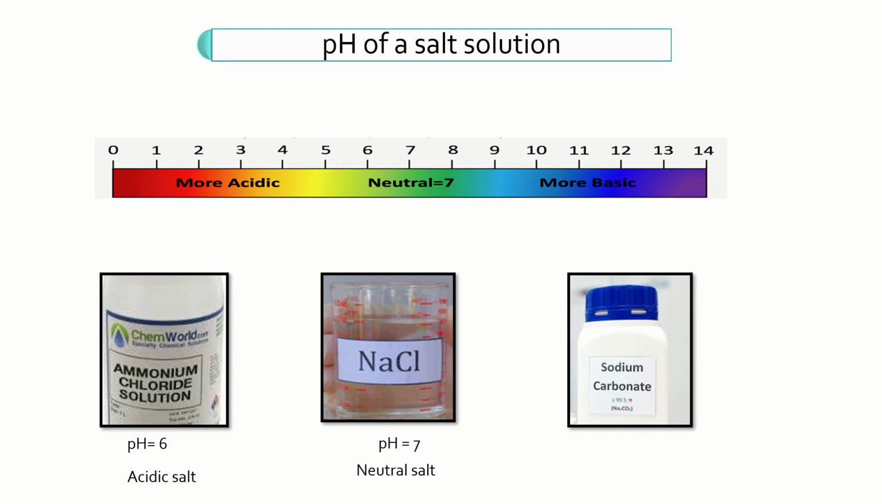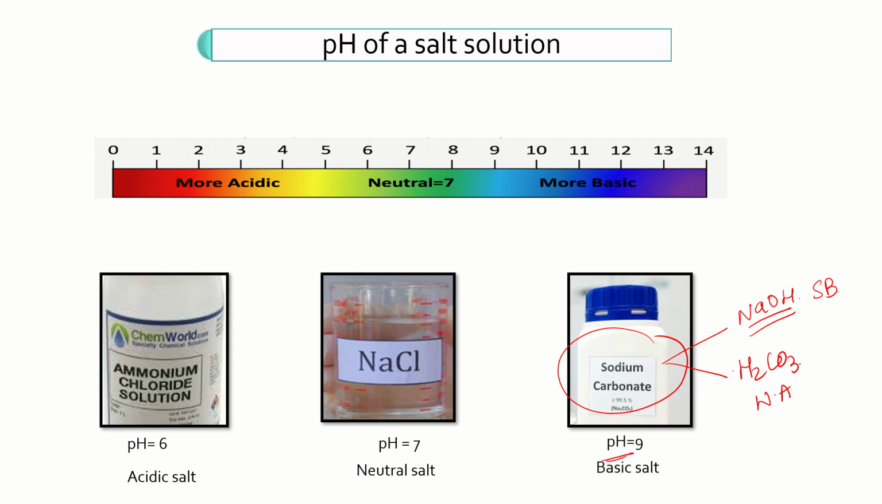Next salt is sodium carbonate. Sodium carbonate is formed from sodium hydroxide base and carbonic acid. Carbonic acid is a weak acid, and sodium hydroxide is a strong base. That is why the salt is a basic salt whose pH is 9.